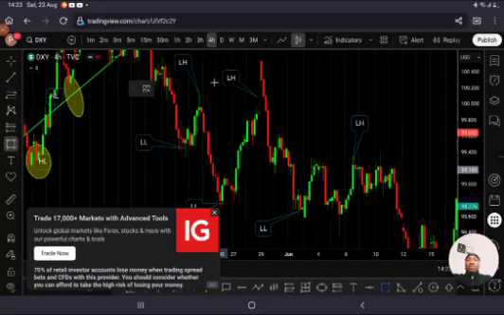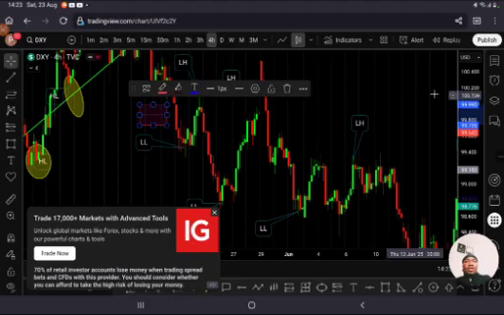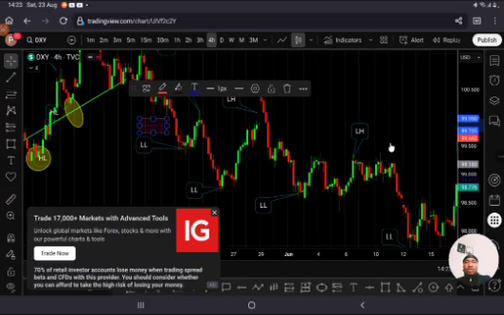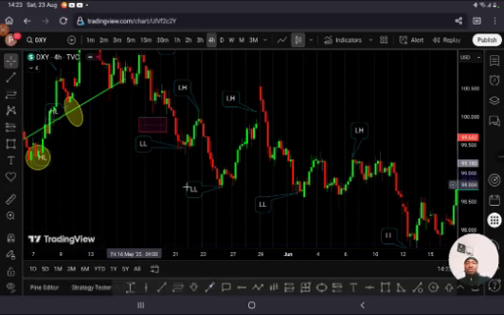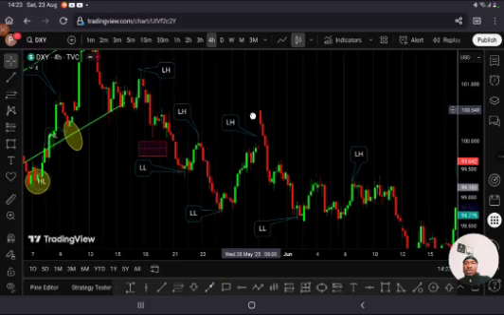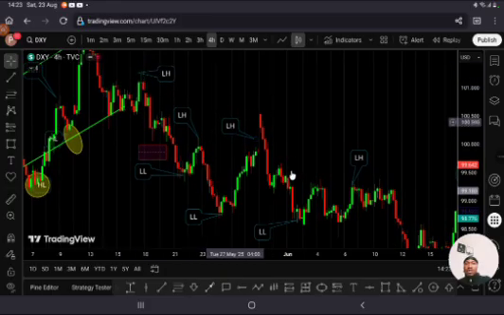Now I'll take you back to H4. Let me show you a bearish market. All right, so in a bearish market, what do you want to see? All you want to see is lower highs and lower lows. Can you see lower highs, lower low, lower highs, lower low?